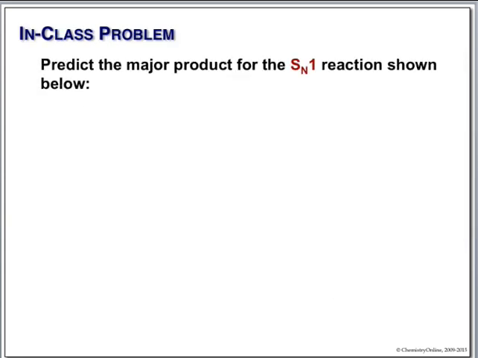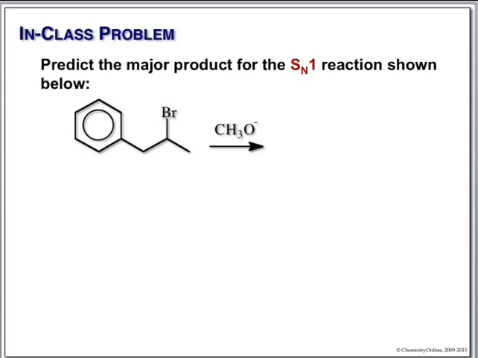Let's go ahead and look at a real example. Here we have, again, a secondary center. Now, remember, we've talked about tertiary and we talked about primary. Secondary was kind of left out here. That's because secondary can go either way. If I give you something involving a secondary center, I will very clearly indicate which mechanism I want.